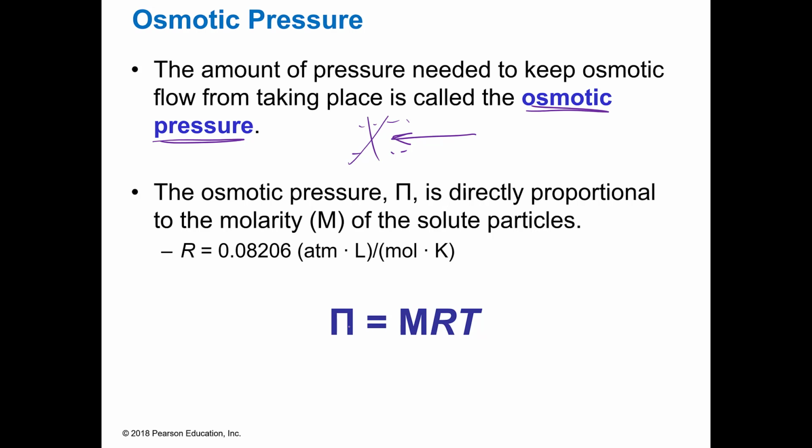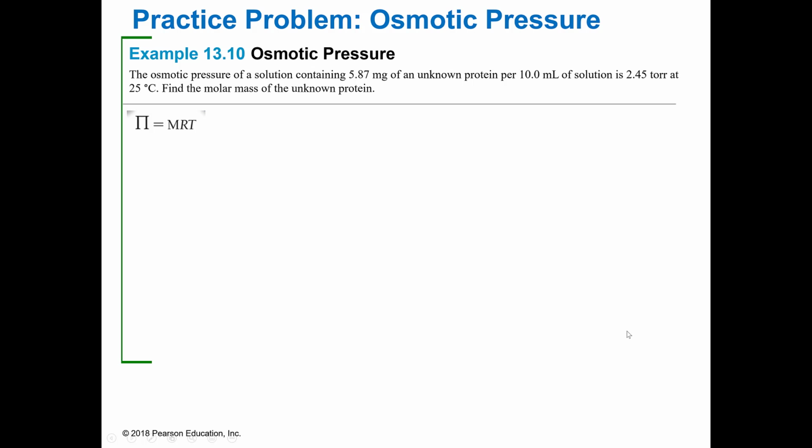You're going to use R as a constant, just like we saw with the gas laws, 0.0821 or 0.08206 liter atmosphere over mole K. So the osmotic pressure is going to be equal to the molarity times R times the temperature in kelvins. Very simple. It's basically plug and play once you get everything figured out here. So your osmotic pressure is equal to molarity times R times T.